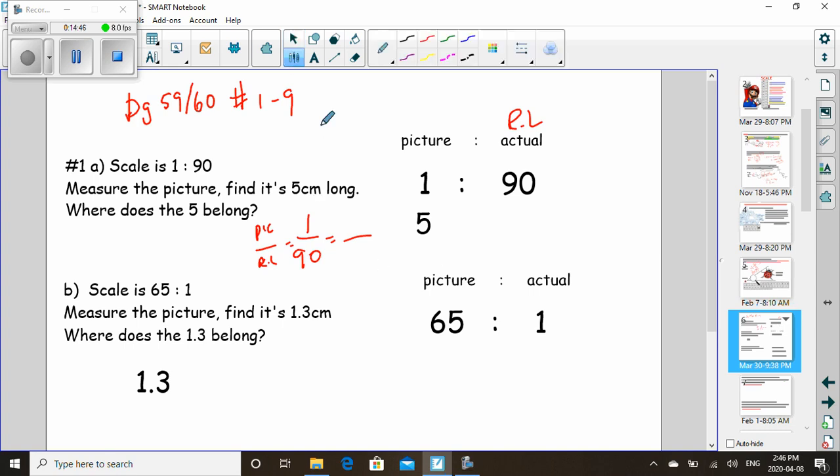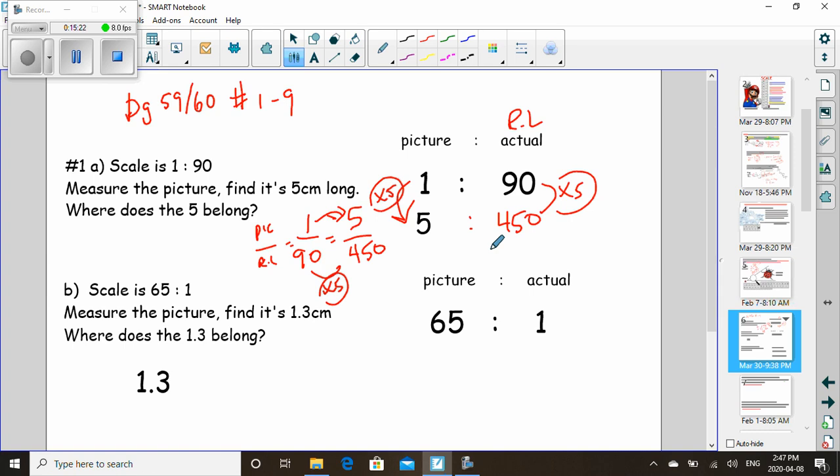Okay, so if it goes there and it goes here because it's a picture, what's the relationship? How does 1 become 5? That's the easiest one I can see. That's a times 5, right? 1 times 5, so therefore 90 times 5 is going to be what? That's that same one, that 450. I think I used this example already, that 450. So therefore, the car in real life is 450 centimeters long, which we could convert to 4.5 meters.